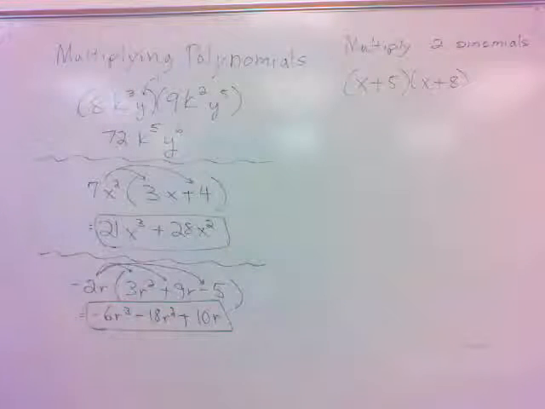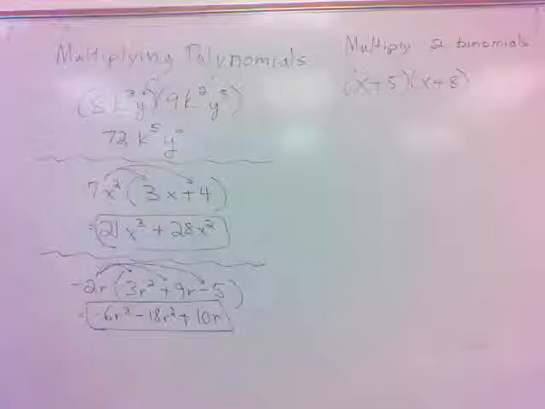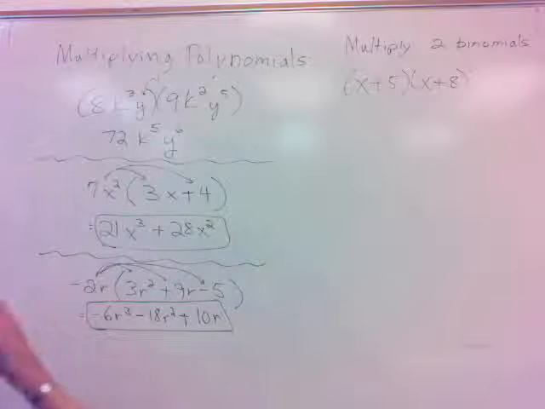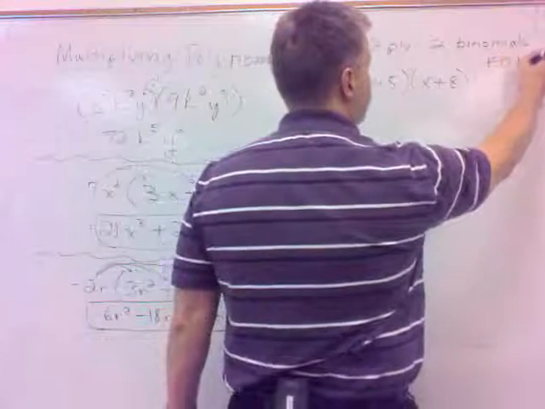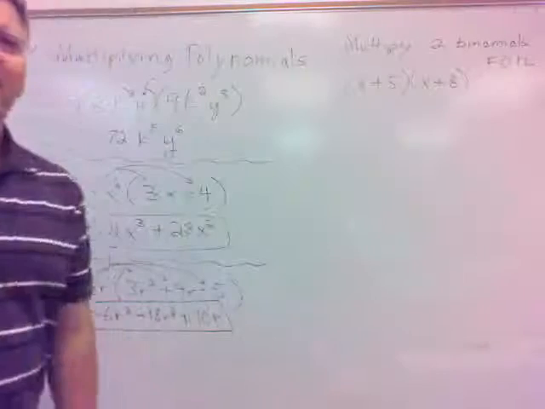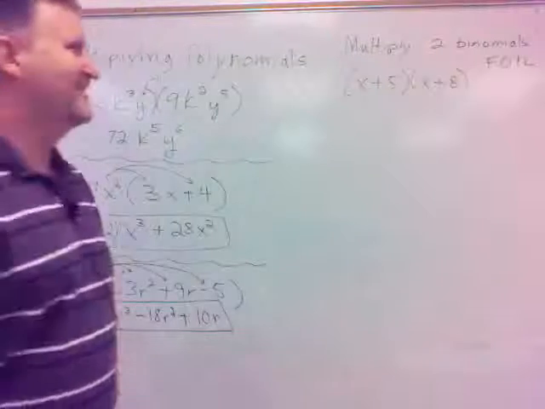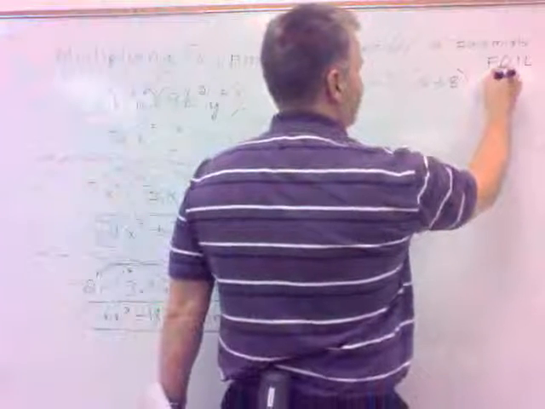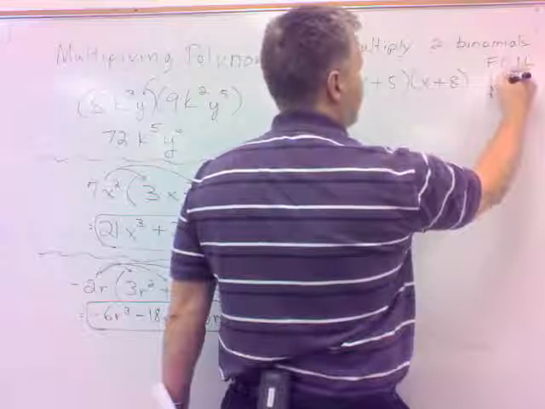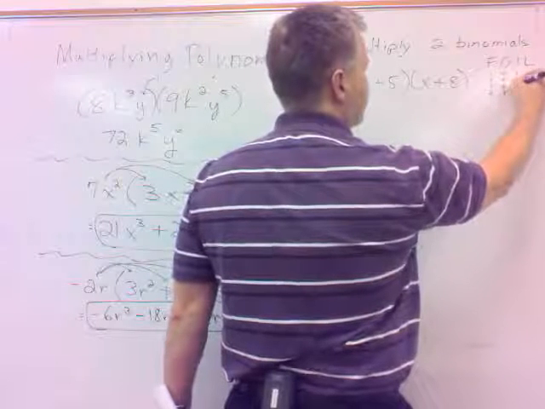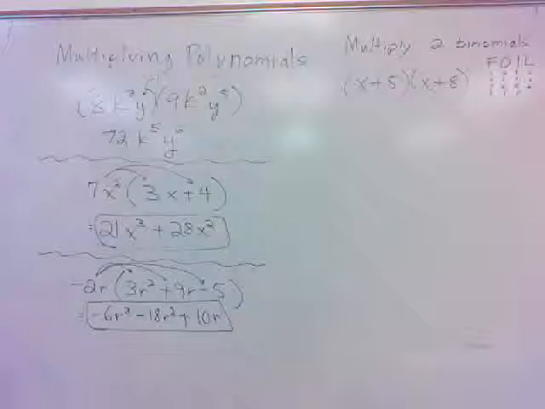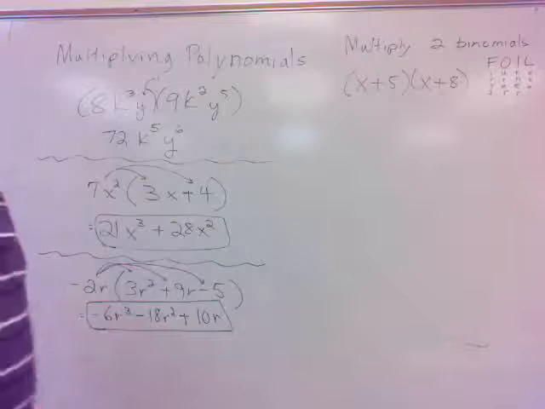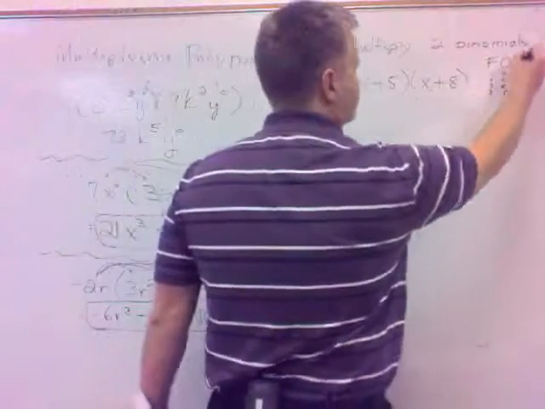Now, the way we typically remember this is by a little acronym known as FOIL. Heard of that? A little bit, huh? Okay. Standing for multiply the first, outer, inner or inside, and last. There are going to be 4 products, if you will, that we need: the first, the outer, the inner, and the last. So it goes like this.